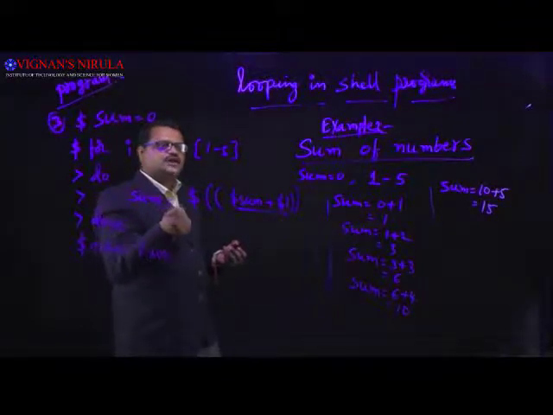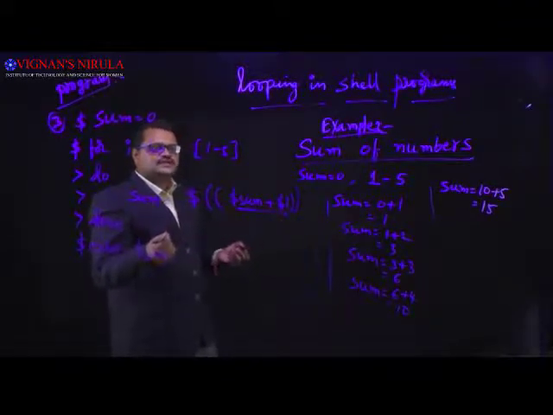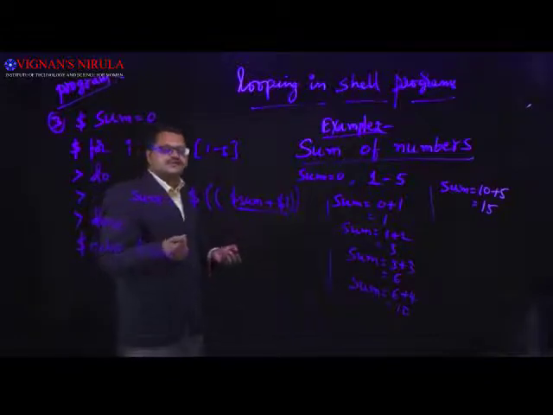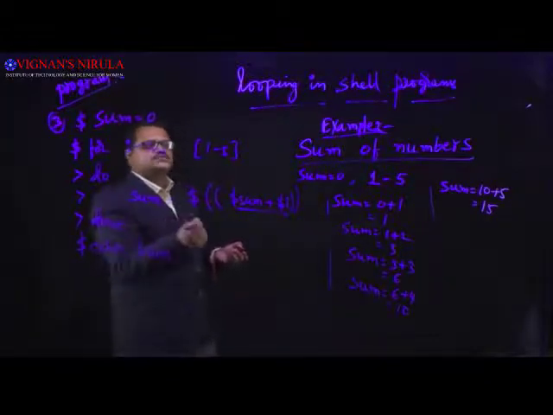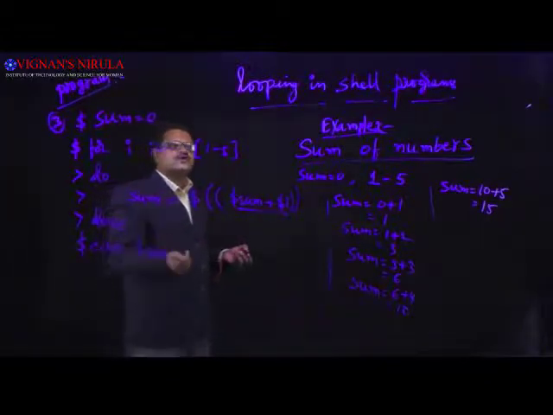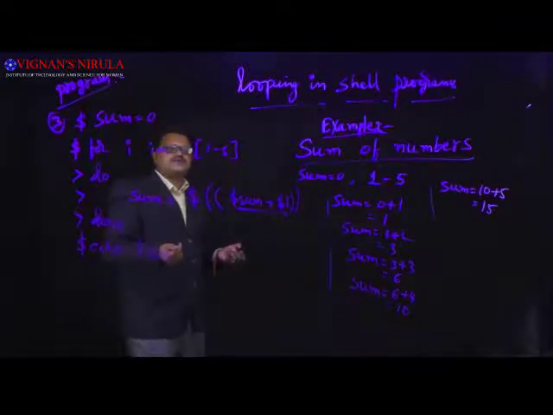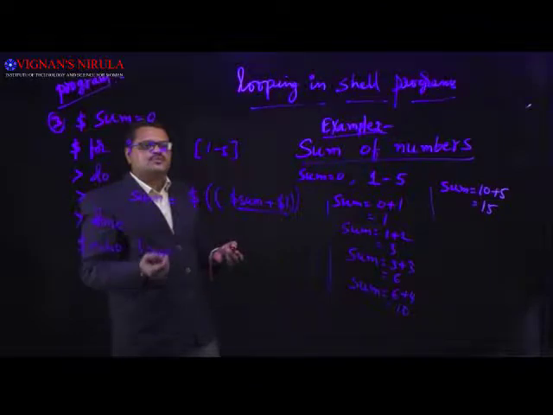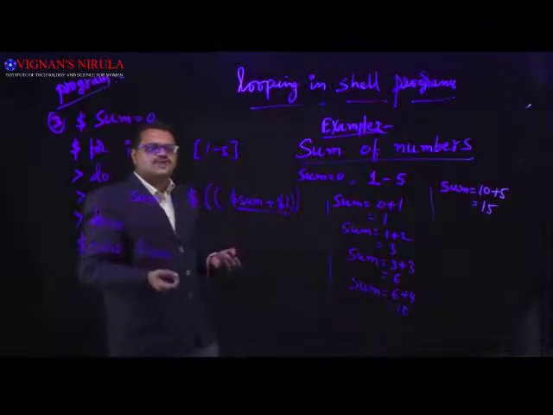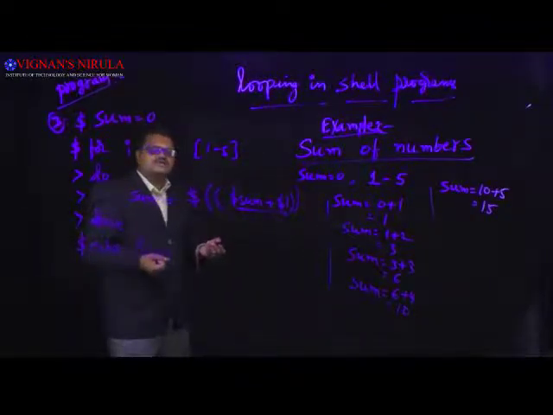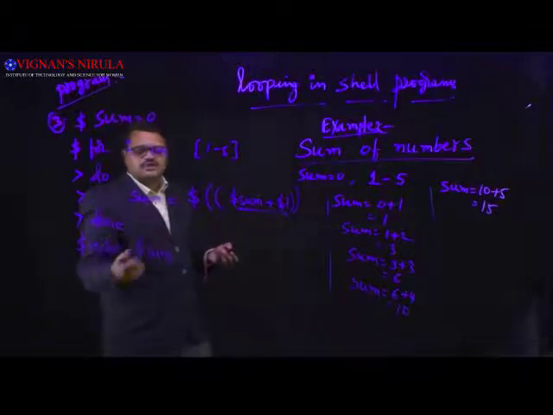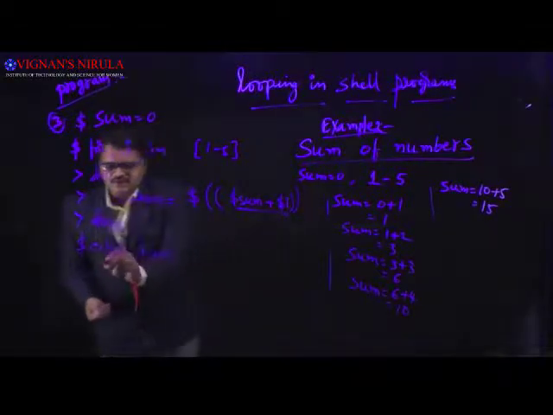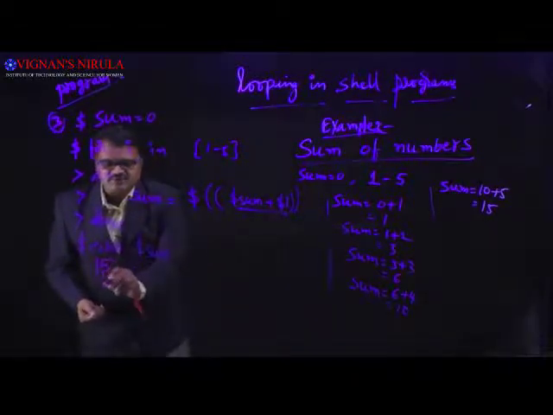After that, the I value is 4 in the 4th iteration. Now the partial sum is 6, so 6 plus 4 is 10, and 10 gets stored into the sum. After that, the final value of I is 5 because we have given only 1 to 5. So 5 is the final value in the range. So 10 plus 5 is 15, which gets stored into the sum variable. And if you print the value with echo $sum, 15 gets displayed as the output.